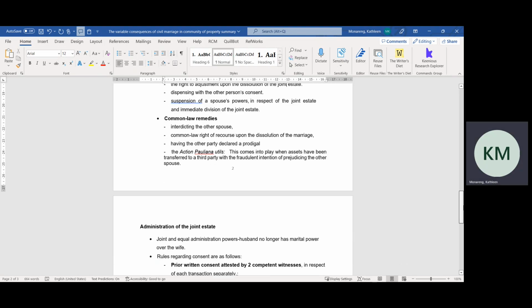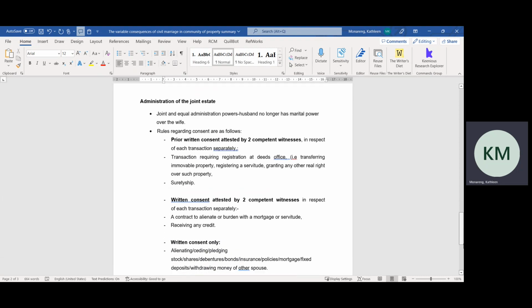Okay, let's continue. Administration of the joint estate. As spouses are married in community of property, they both have the right to joint and equal administration. Husbands no longer have marital powers over their wives.